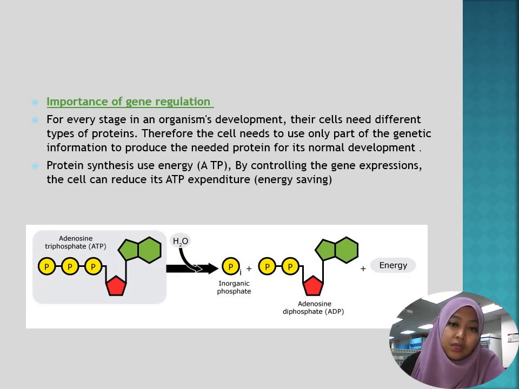Number two, for energy saving. By controlling the gene expression, the cell can reduce the ATP expenditure. Meaning that we just produce an enzyme that will be needed. The person needs this enzyme only in a small amount, so there is no need for the body to produce it if they do not consume that particular thing. So that is the benefit of gene regulation.